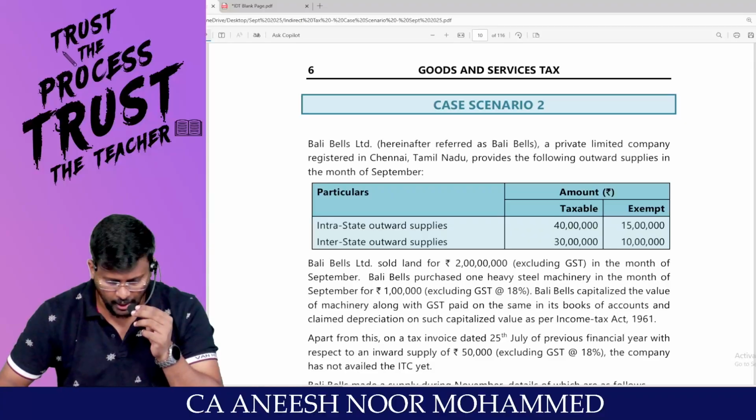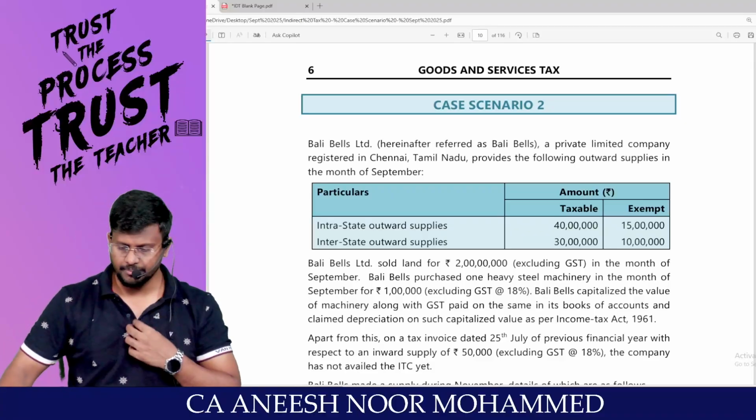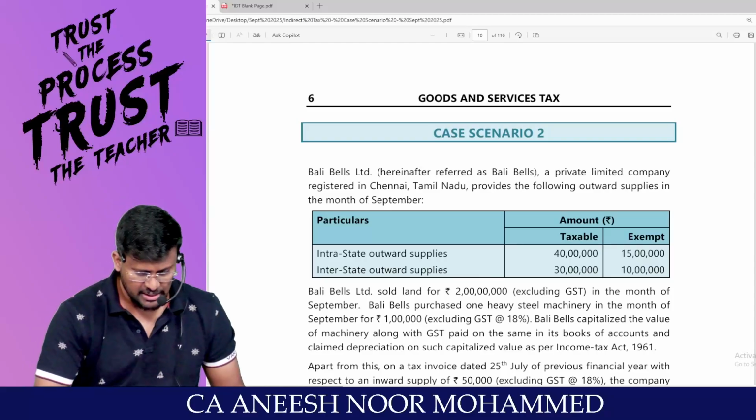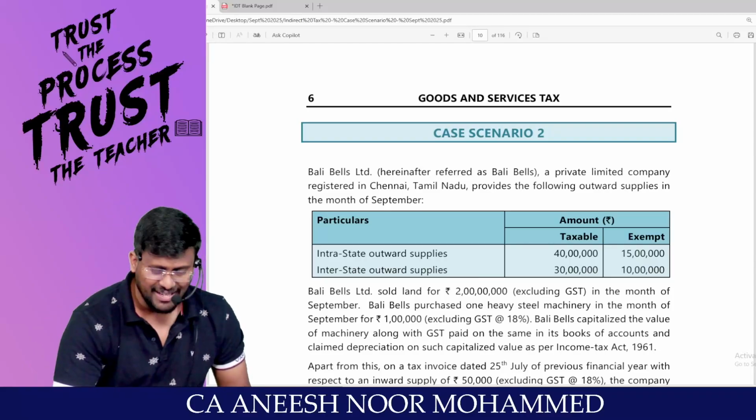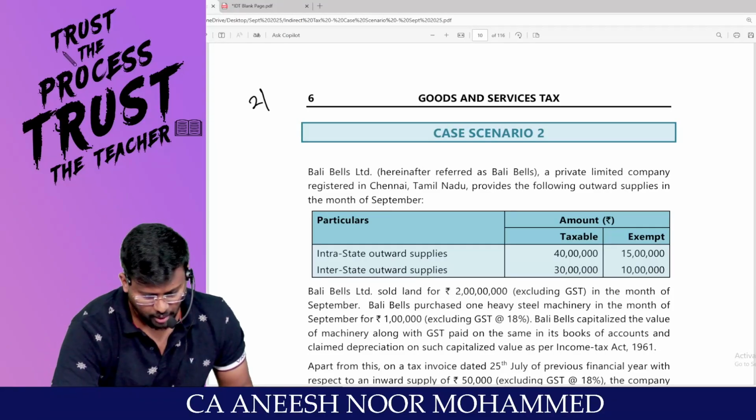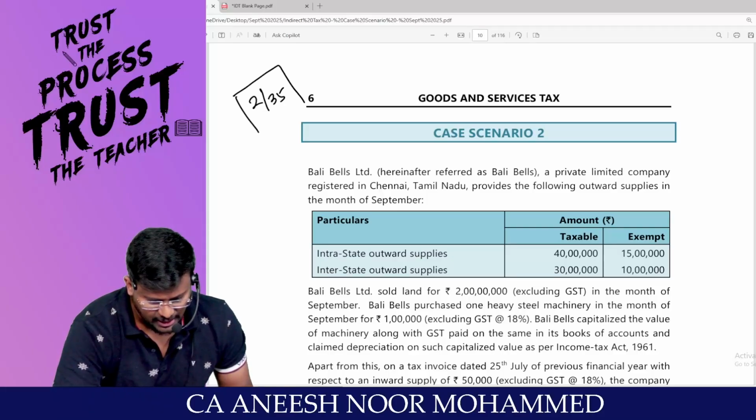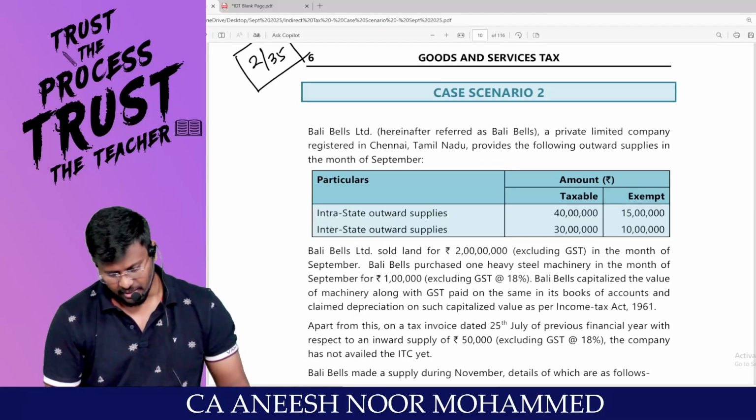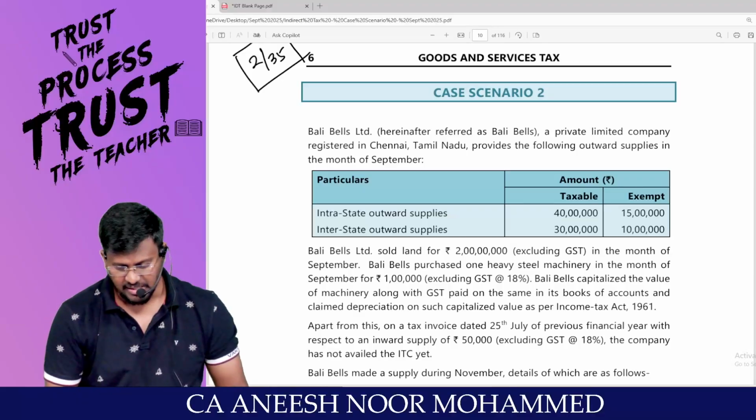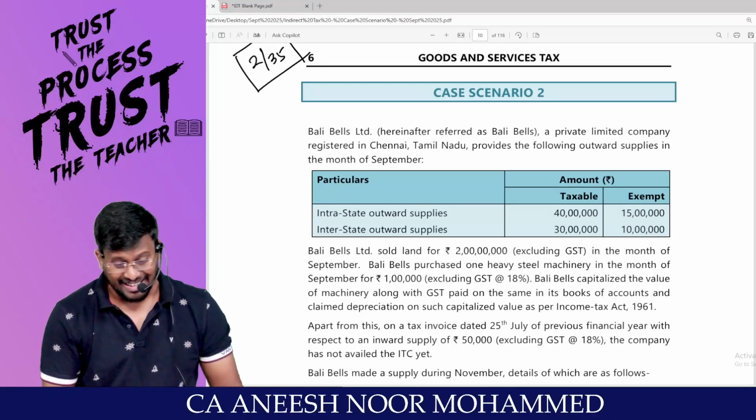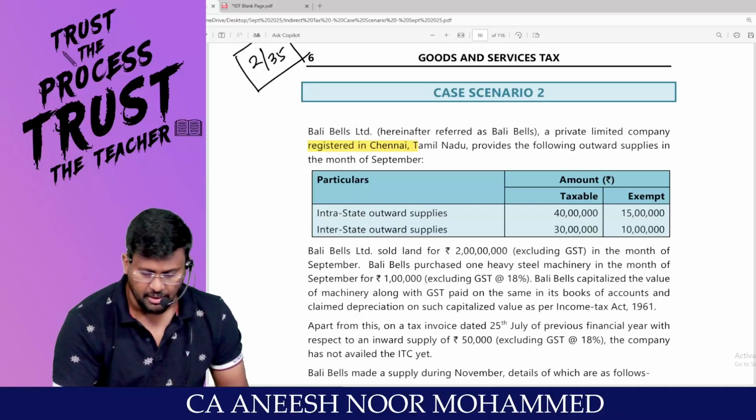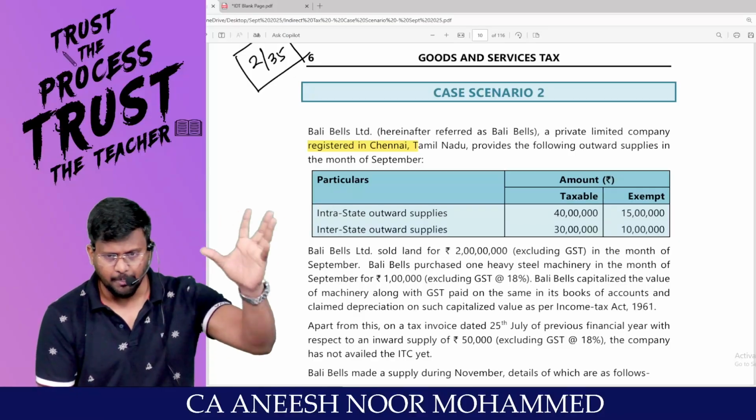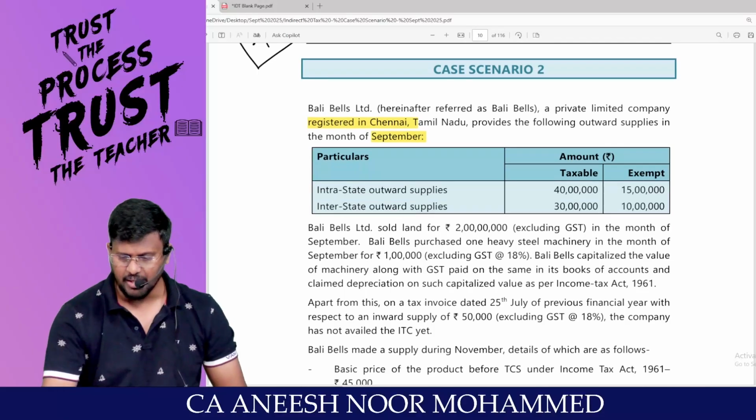Sir, very happy morning to all. So we are doing the case scenario series, my dear lovable students. In that, one case scenario we have already solved. We are moving into the second case scenario out of 35 questions. Bali Bells Limited, hereafter referred to as Bali Bells, a private limited company registered in Chennai. That means they have already registered in Chennai, Tamil Nadu. It provides the following outward supply in the month of September. So the details are available for what?